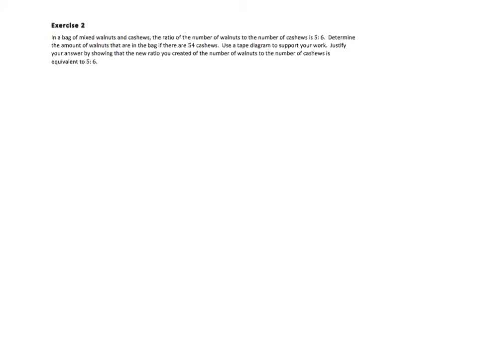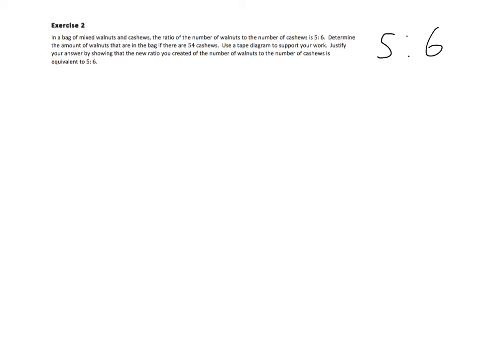Okay, let's look at our last exercise in this lesson. In a bag of mixed walnuts and cashews, the ratio of the number of walnuts to the number of cashews is 5 to 6. Determine the amount of walnuts that are in the bag if there are 54 cashews. Use a tape diagram to support your work. Justify your answer by showing that the new ratio you created of the number of walnuts and the number of cashews is equivalent to 5 to 6. Well, to start, we start with our original ratio of 5 to 6.